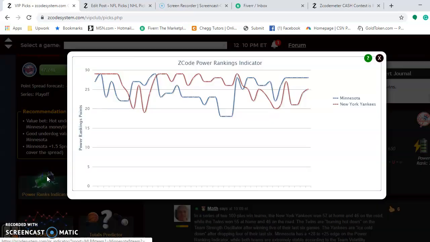The power rankings indicator shows you that the Twins have been very steady over the past week or so, almost 2 weeks, at plus 28. The Yankees are at plus 25.